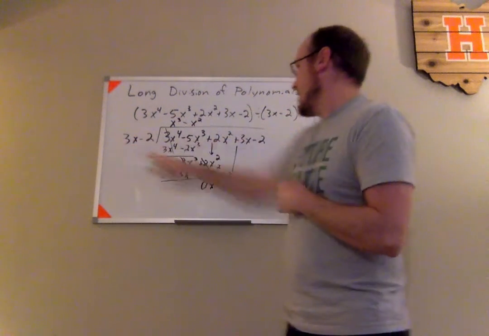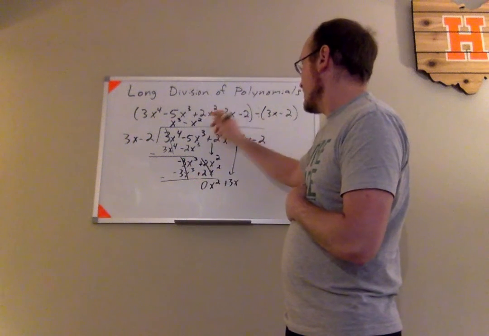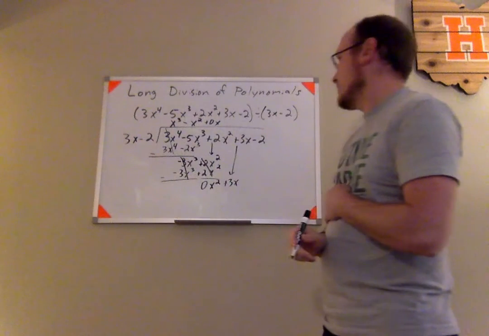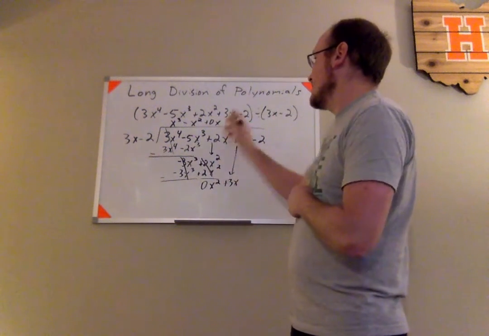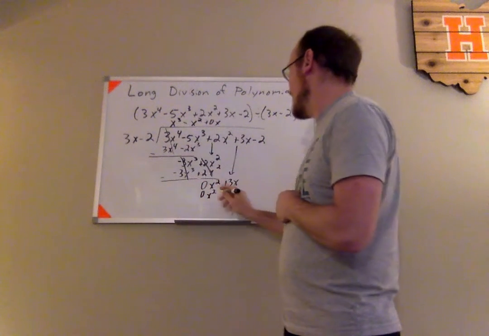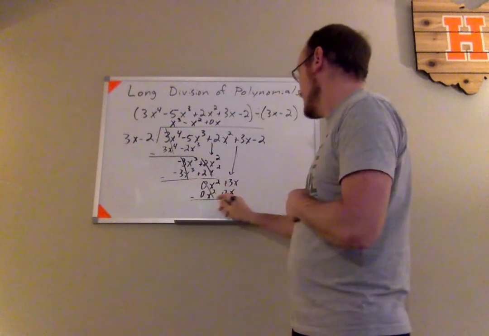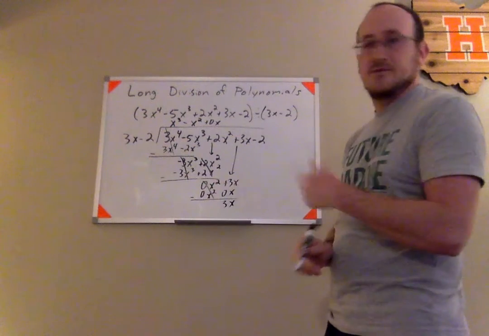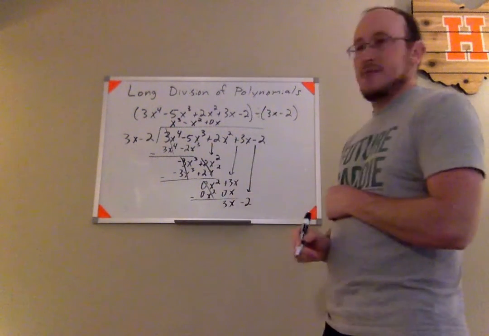What times 3x gives you 0x squared? That would be 0x, or just 0. I'm going to write 0x just to keep with the pattern for this. 0 times that is 0. 0 times that is also 0. And subtract. You get 3x right there. That step was kind of trivial. And then finally bring down your minus 2 and repeat.